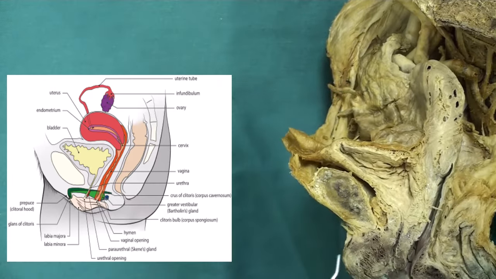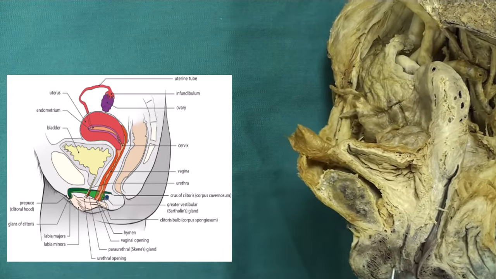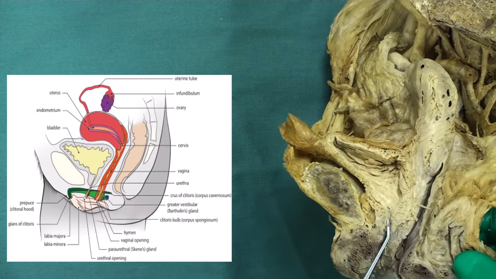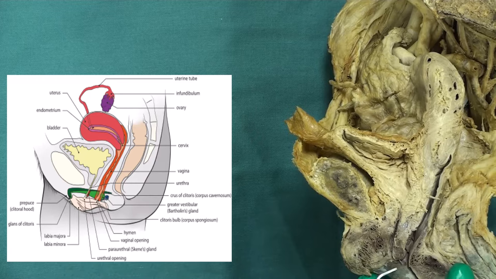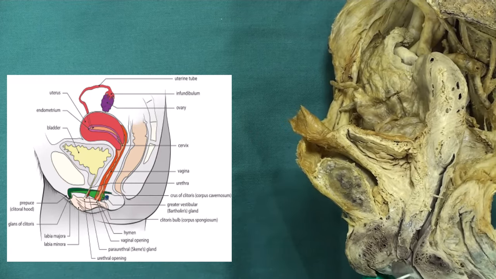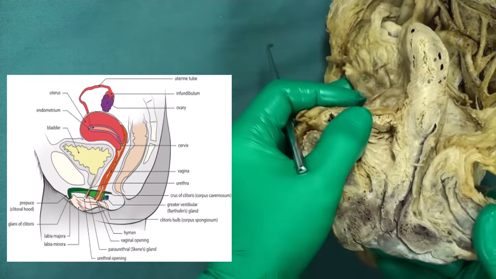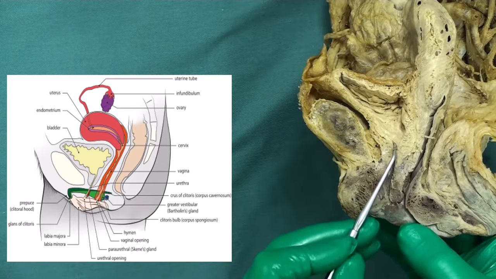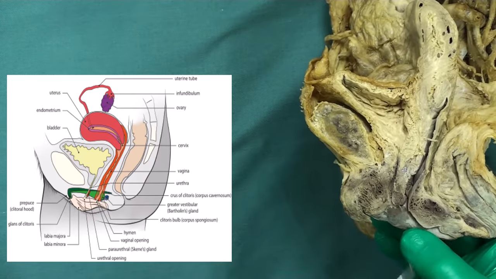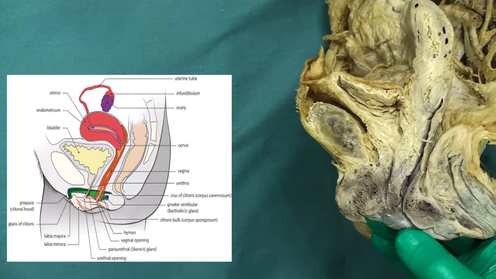Okay, then when it comes to the urethra, good to know that the urethra is really short in female, almost 4 centimeters. That opens actually in the vestibule, that area, the space between the labia minora. Okay, so the urethra opening into the vestibule.